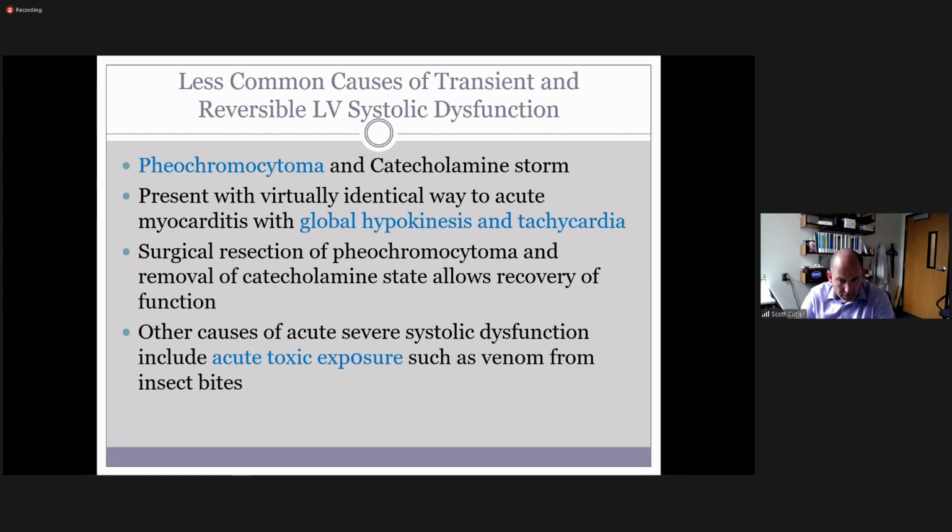Most people with it are between the ages of 20 and 50, but the tumor can develop at any age. Surgical treatment is used to remove the pheochromocytoma, which then returns the blood pressure back to normal. That's kind of what that is. So again, they'll cut it out and that allows things to change back to normal. Other causes of acute severe systolic dysfunction include acute toxic exposure, such as venom from insect bites.